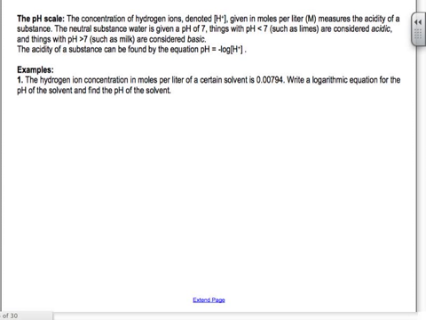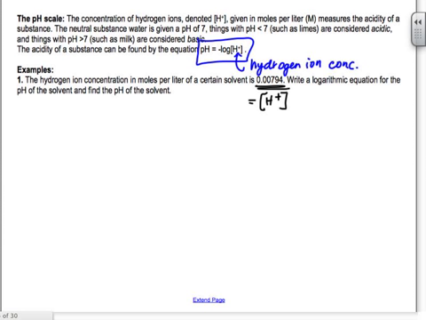All right, so basically there's an equation where pH equals negative log of H plus. H plus is called the hydrogen ion concentration. Okay, so I was given the hydrogen ion concentration. It always has brackets around it too, like H plus with brackets around it. It is this number, 0.00794. So write a logarithmic equation for the pH of the solvent. So pH is going to be negative log of 0.00794.